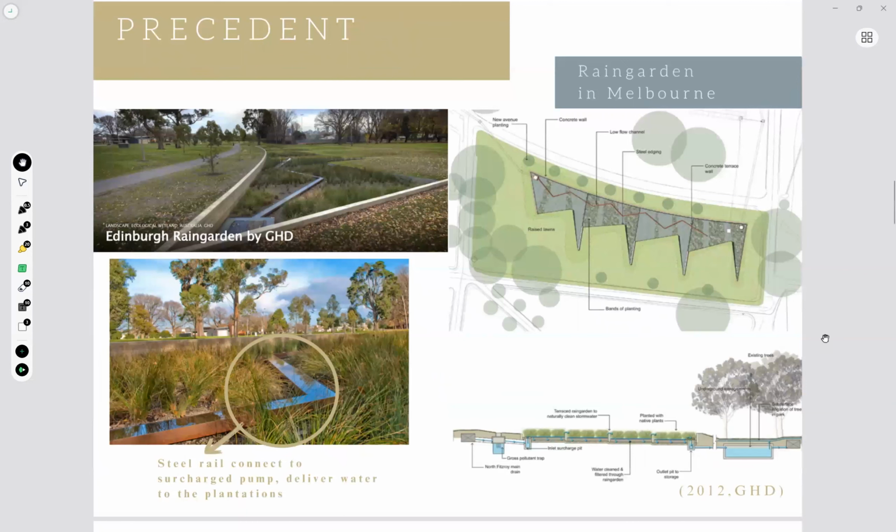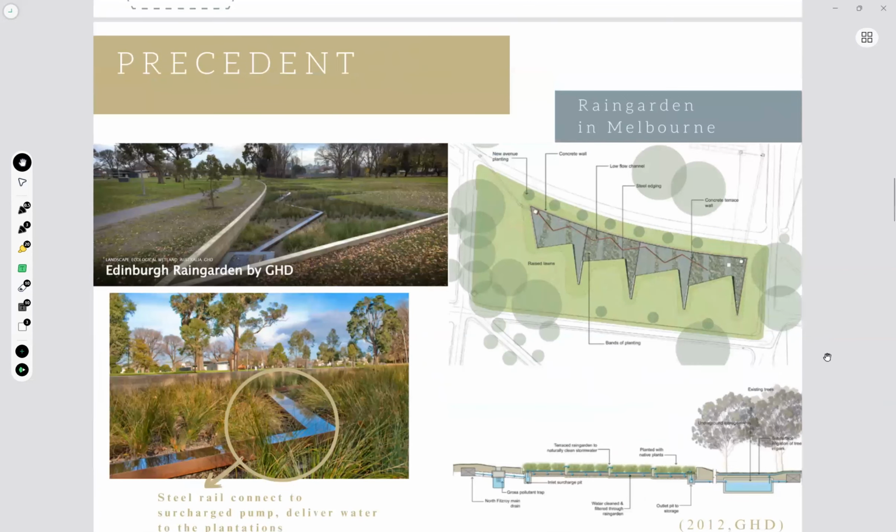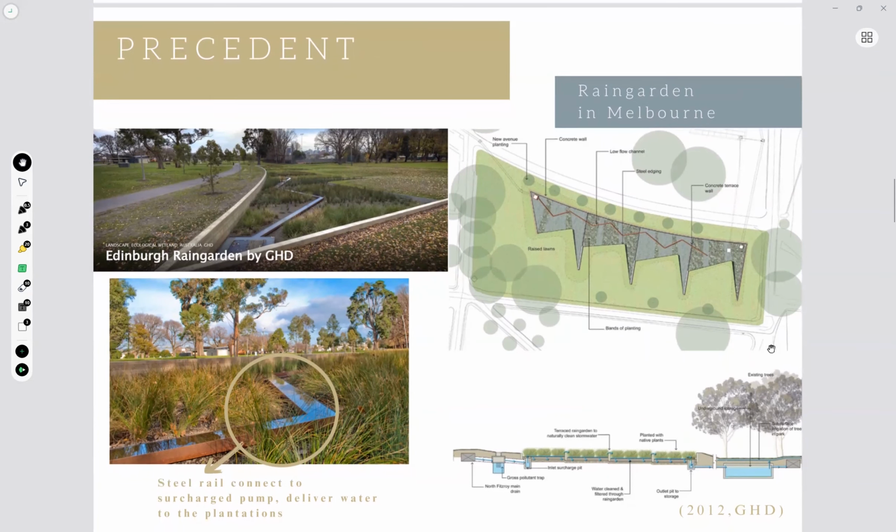The precedent I have is named Edinburgh Rain Garden. It is named Edinburgh, but it's actually located in Melbourne, which had a similar situation, similar geographical features and climate compared to our site. So in Melbourne, it also gets really dry like most of the year and really hot. However, in February and January, it rains a lot and there are always many floods happening.